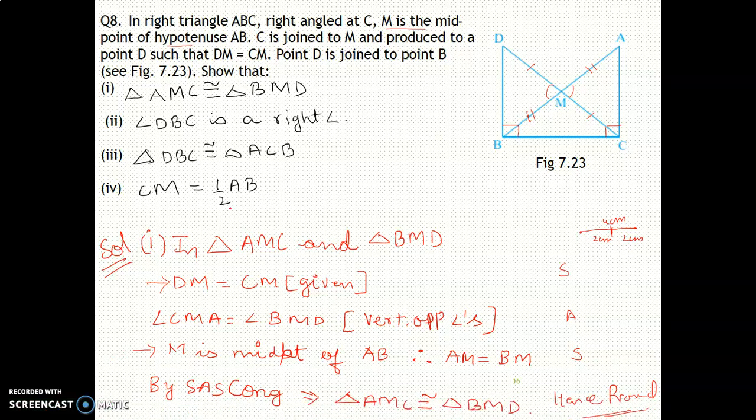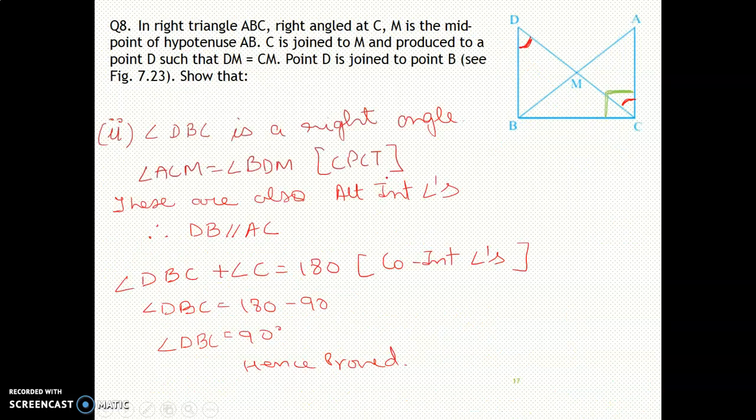Okay, students. In the second part, we have to show that angle DBC is a right angle. I hope you have followed the first part. Now starting with the second part: we have to show that angle DBC is 90 degrees.